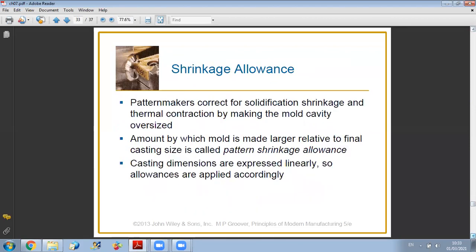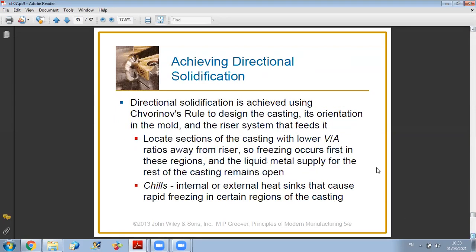Okay. Now, in order to achieve directional solidification, we use Chvorinov's rule to design the casting, its orientation in the mold, and the riser system that feeds it. We locate sections of the casting with lower V over A ratios away from the riser, so freezing occurs first in these regions, and the liquid metal supply for the rest of the casting remains open.